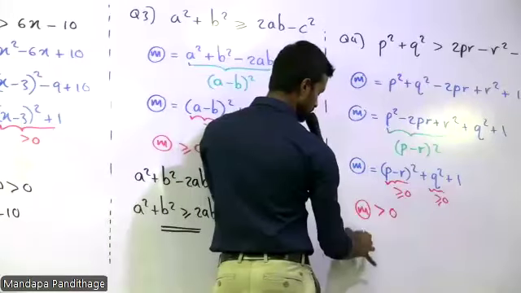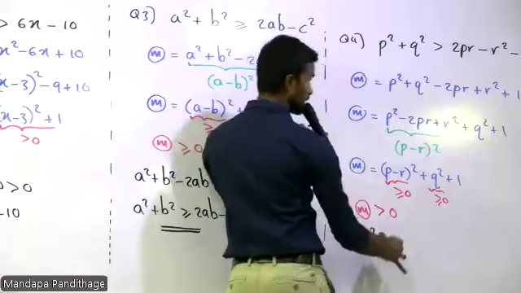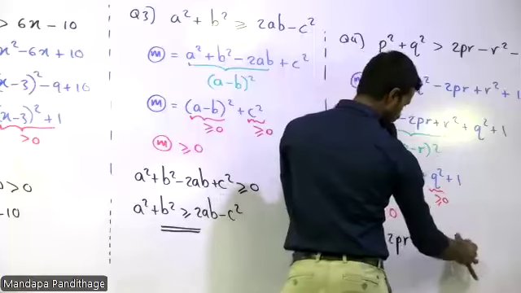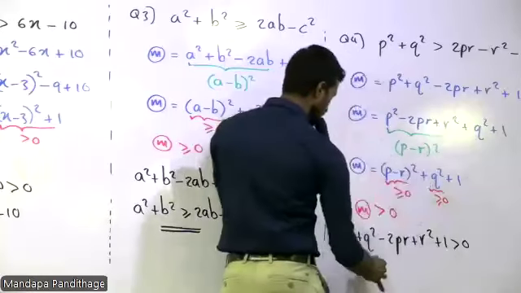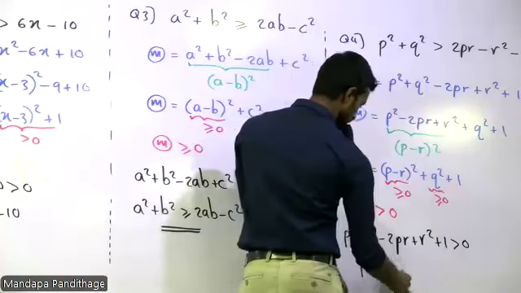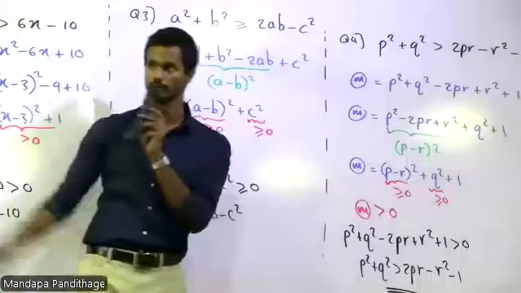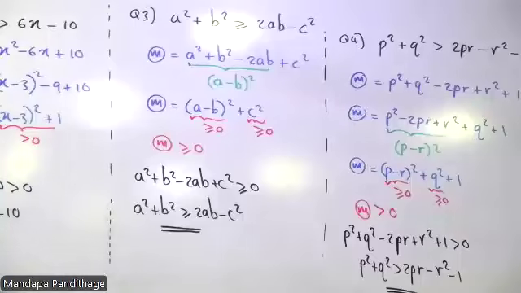And then M, P squared plus Q squared minus 2PR plus R squared plus 1, is greater than 0. P squared plus Q squared is greater than 2PR minus R squared minus 1. Clear? Got it? No? Okay, then do the first two questions on the next page of the tute.